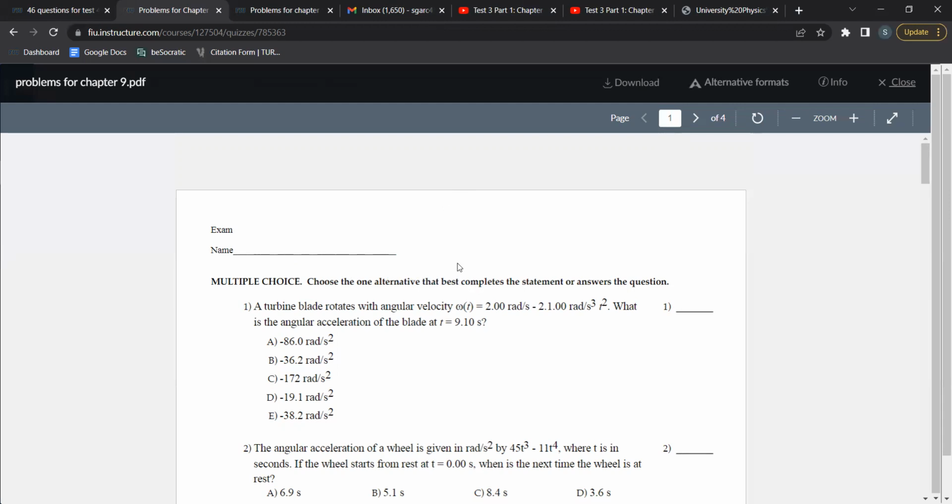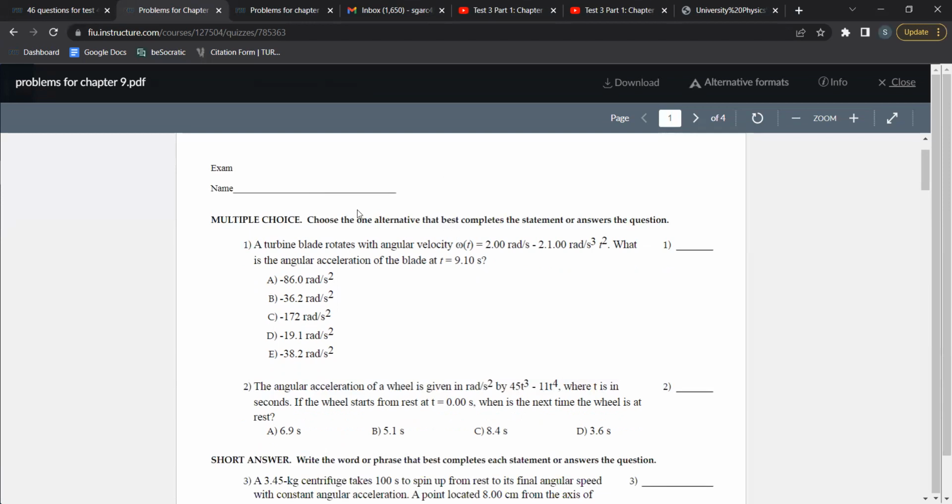All right, so we're going to start off easy with the chapter 9 questions. We're going to do the first question. A turbine blade rotates with an angular velocity, which is given as 2 radians per second minus 2.1 radians per second cubed times t squared. What is the angular acceleration of the blade at t = 9.10 seconds?